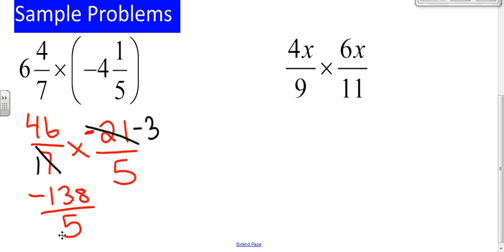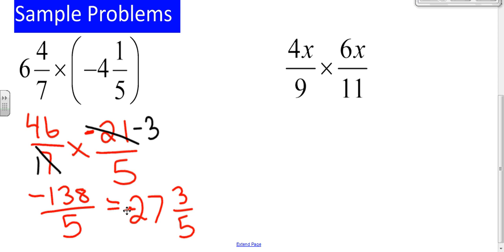And you can leave your answer like this, or you can change it to a mixed number. And I know 5 will go into 138. It'll go in 27 times because 5 goes into 120 times, and it goes into 38 7 times. So it's going to go in a total of 27 times with 3/5 left over, and that's going to be a negative.